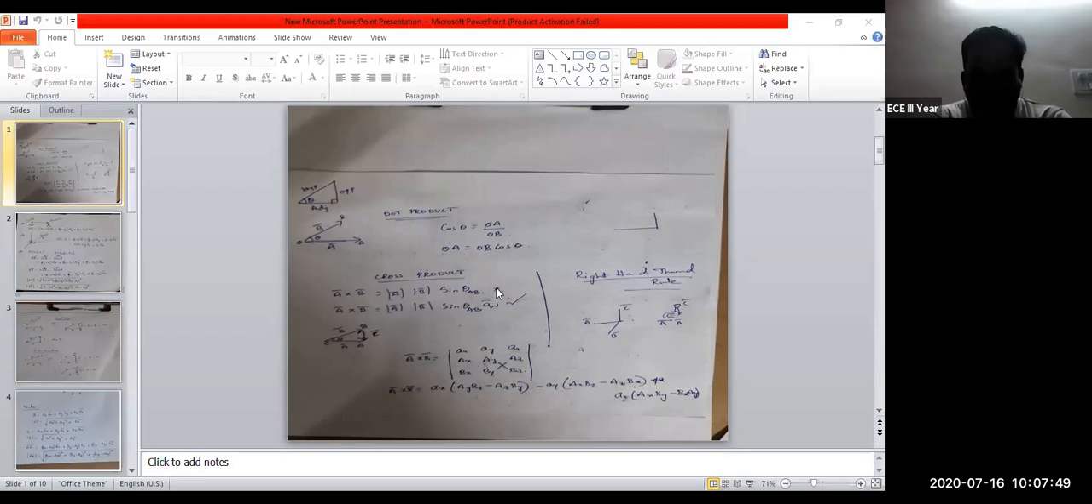I had made an into mark for the first statement. A bar cross B bar is equal to mod A bar mod B bar sin theta AB into. This is not the right statement. So the correct statement is A bar cross B bar is equal to mod A bar mod B bar sin theta AB, that is nothing but the angle between A and B, into A n bar, the unit vector. This is the correct expression. Do you accept this?